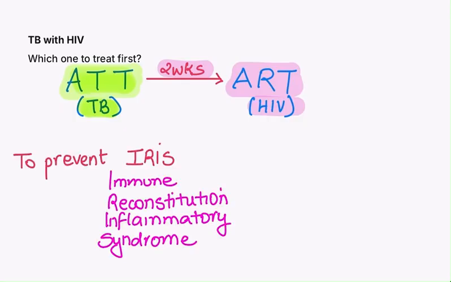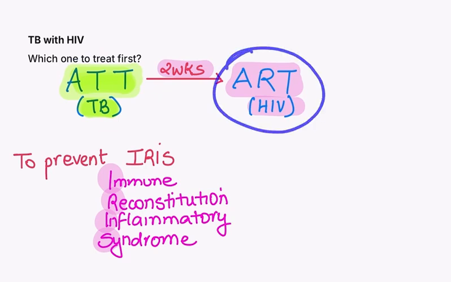That syndrome is known as IRIS, that is immune reconstitution, because by giving ART, you have basically revived the immunity of the person. So there is an immune reconstitution which has resulted in an inflammatory syndrome and caused so much inflammation in the body that the tissues are getting damaged. You don't want IRIS to occur. That is why first you get control of TB by giving ATT, and once the bacilli are in control, you can start with antiretroviral therapy after 2 weeks.